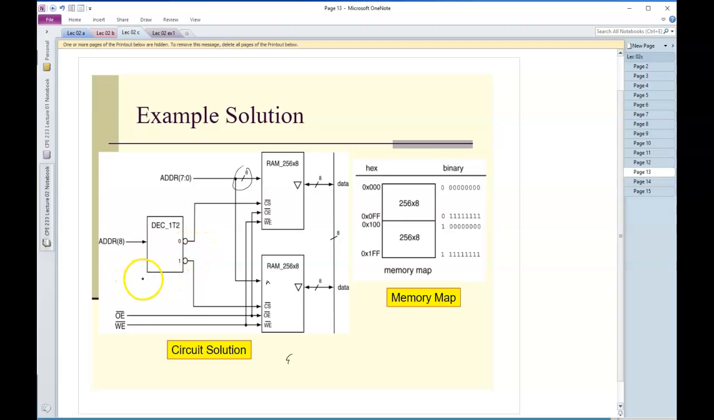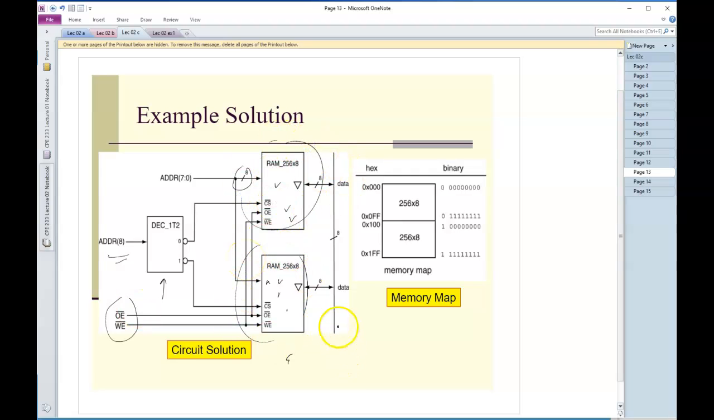The decoder, which turns these two devices on and off, is going to be driven by that 9th address bit. If that 9th address bit is a 0, it turns this one on and this one off. If that 9th address bit is a 1, here's my 1, it turns this one on and this one off. So this is my magic circuit solution. They do share the same other two control signals, but the chip select is driven by this decoder, which only selects one of these to be on at a time.